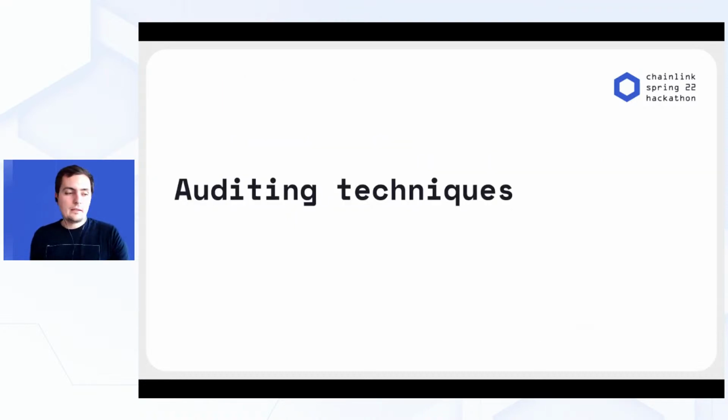After this, our final chapter will be auditing techniques. I'll cover some types of audits there. Now imagine that we finished with our smart contract development and we ship it to the audit firm. What these audit guys will do to our smart contract, we'll try to explain now.